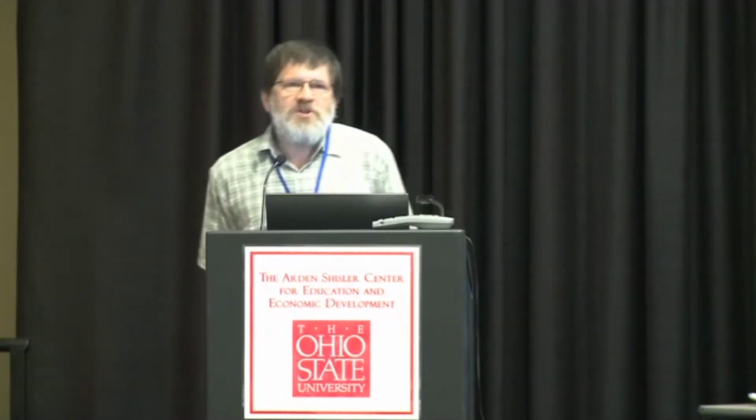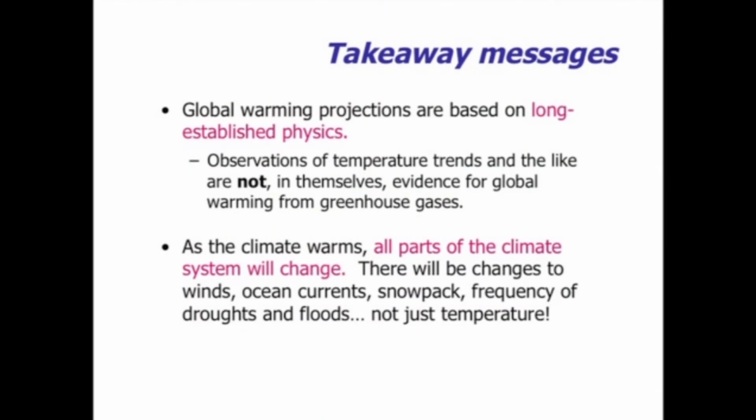So, what do you take away from all this? First of all, this is not a new thing. Projections of global warming are based on long-established physics, going back to the early to mid-19th century. The temperature trends themselves are not really evidence of global warming due to increased greenhouse gases. You've got to do studies having to do with energy transfers and so forth. But the signal that we're seeing is what we would expect.